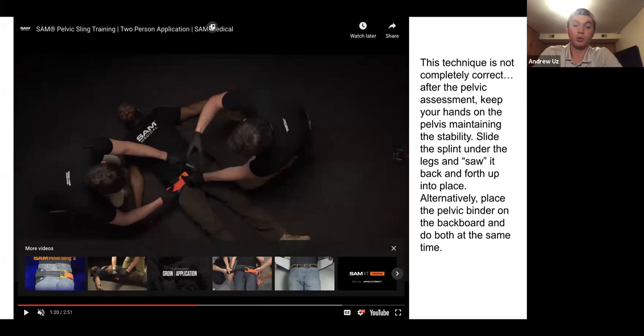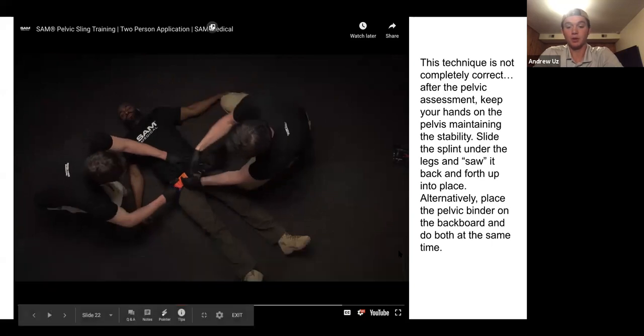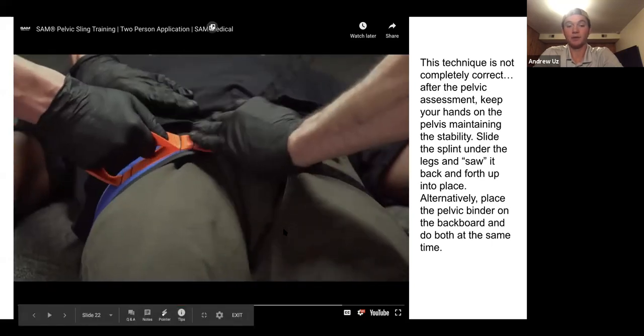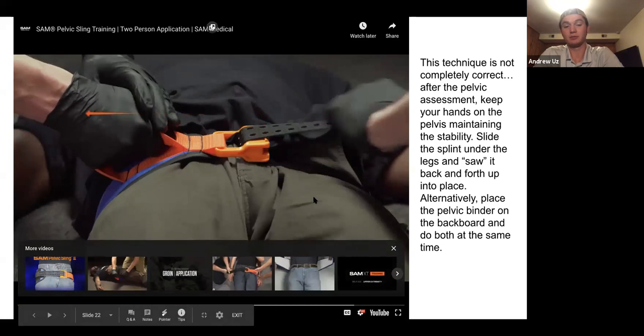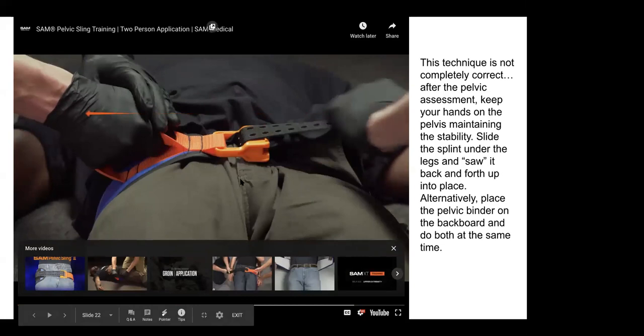But now we're at this point, picture that the patient is on a backboard now. You have this pelvic binder in the correct position, and the way that they tighten it is by feeding, and this is, by the way, the same pelvic sling that we use.